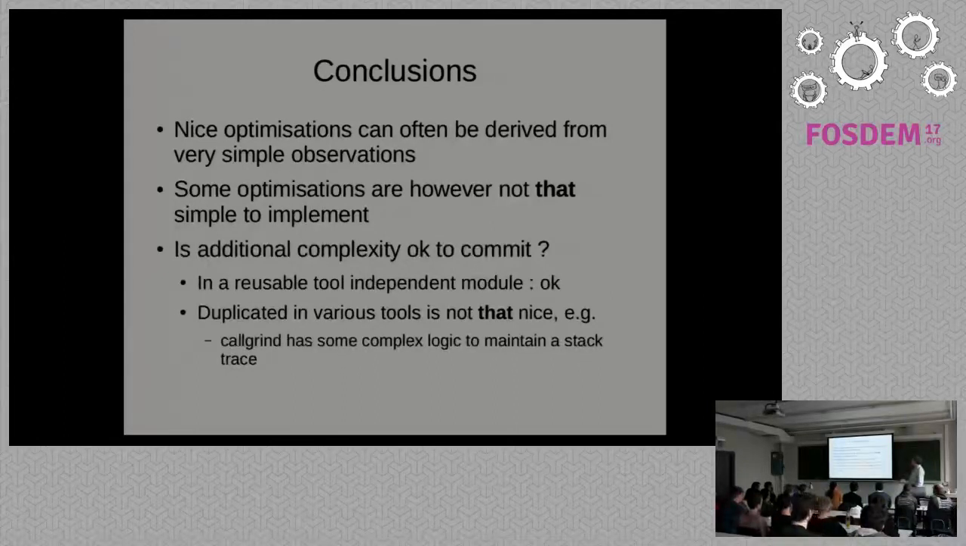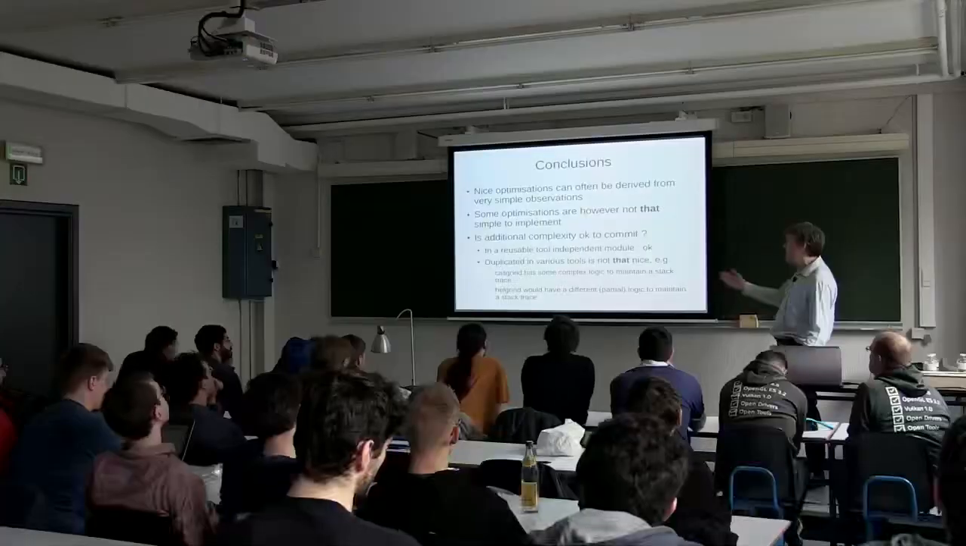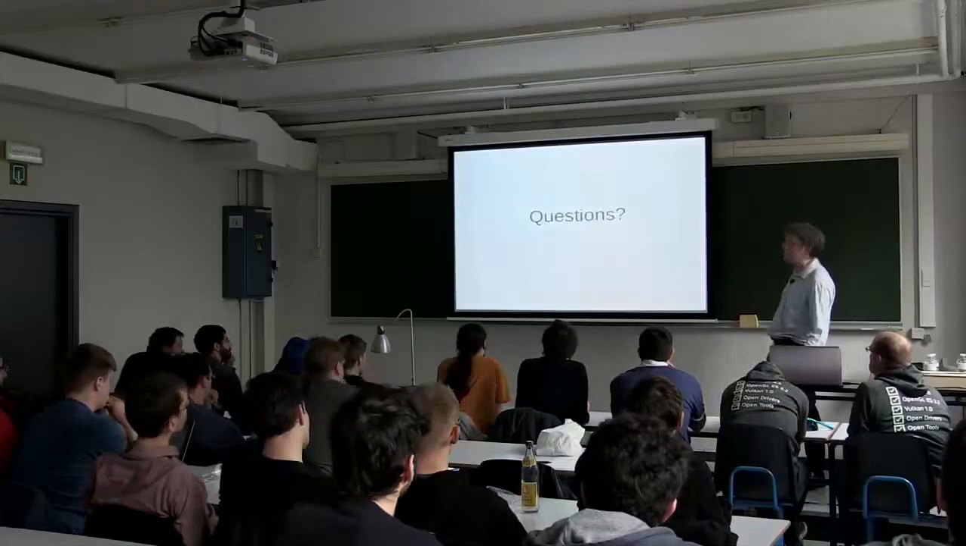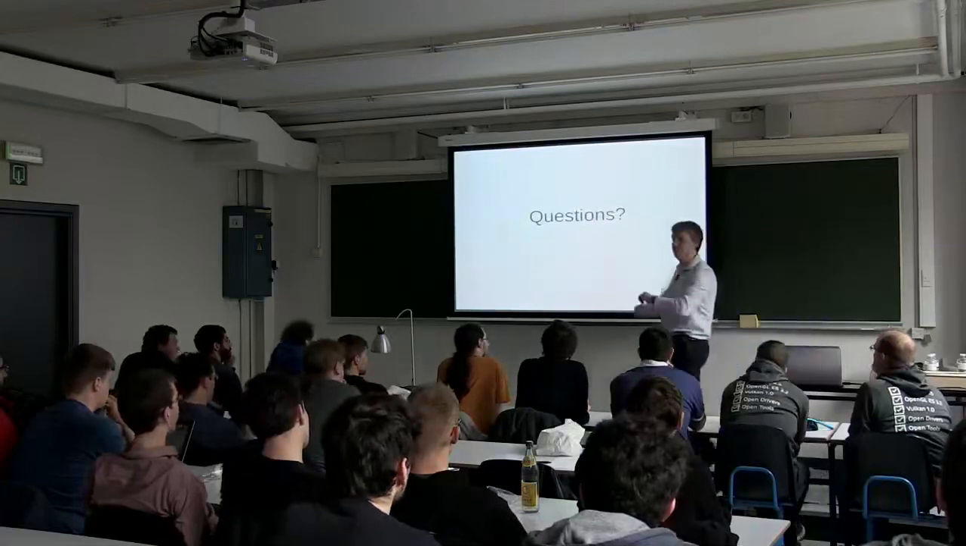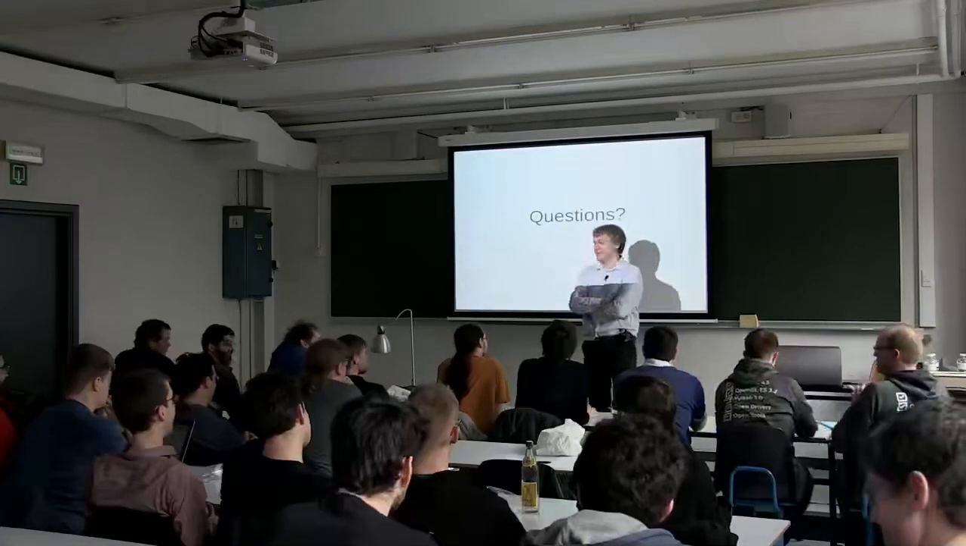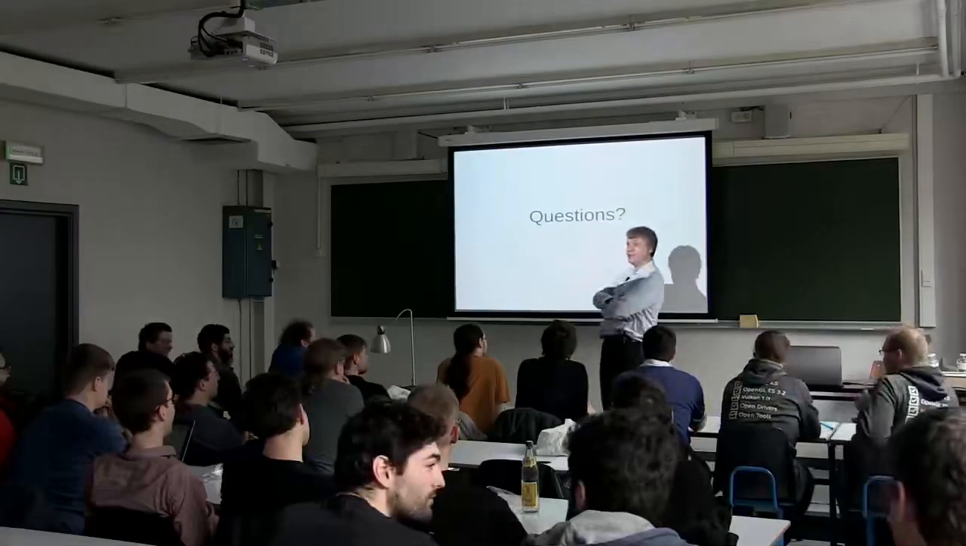So Valgrind, as we have explained, has some complex logic to maintain a stack trace. Massif would have a different partial logic to maintain a stack trace, and that's not very good. Voila. Some questions?